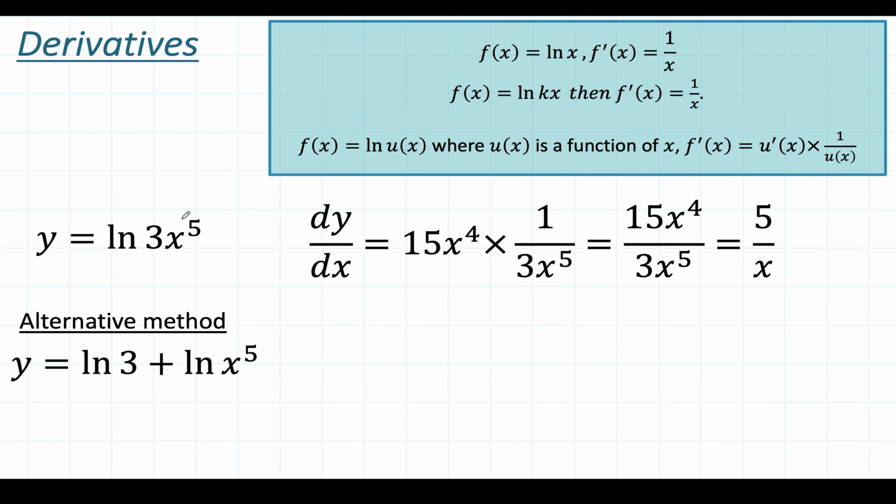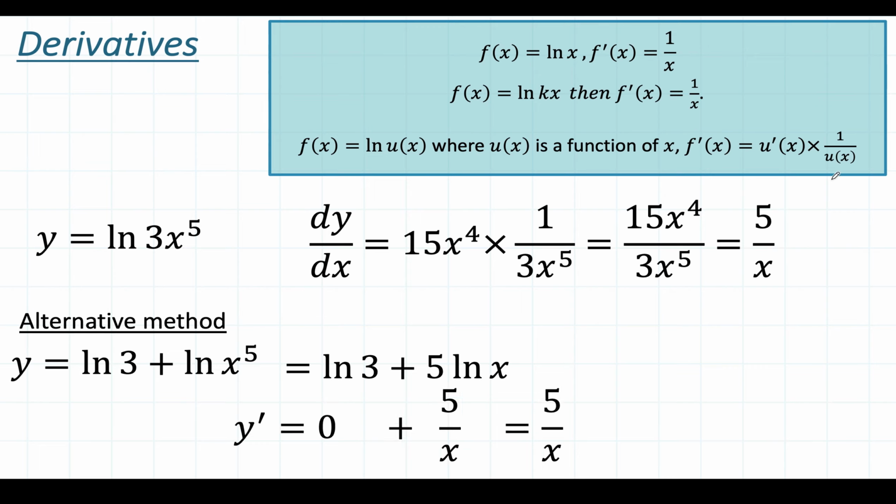Now, an alternative method is, again, as I did before, to split it up. So ln of 3 plus ln of x to the power 5, again using the logarithm method. All I'm doing, I'm not deriving yet, I'm just simplifying my expression. Then I can use the rules of logarithm, as I explained before. The first one is going to derive to 0. The second one is going to derive to 5 over x. So the final answer is 5 over x.